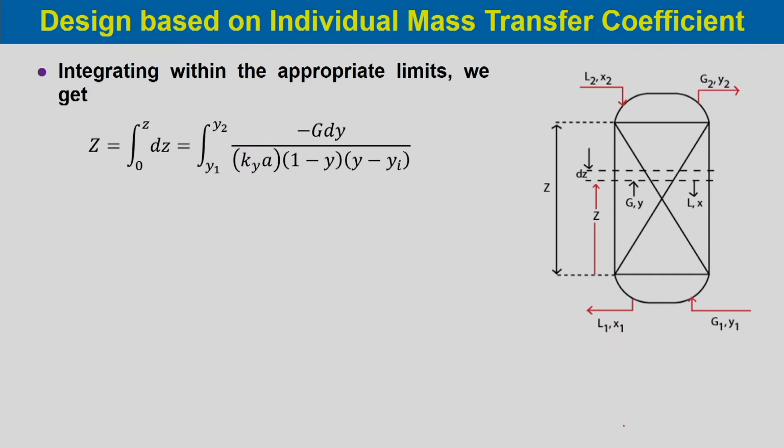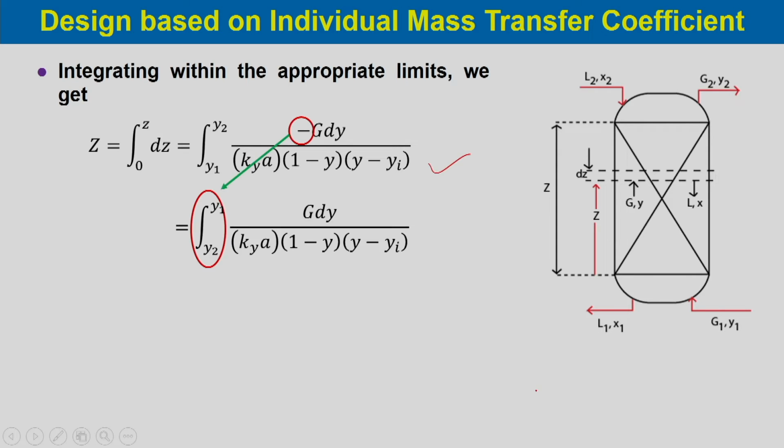Now, if we integrate within the appropriate limits, we get Z equal to integral 0 to Z of dz, which is equal to integral y1 to y2 of minus G dy divided by kya (1 minus y)(y minus yi). If we change the limit from y2 to y1, this negative sign will be absorbed. So, we will have the integral from y2 to y1 of G dy divided by kya (1 minus y)(y minus yi).